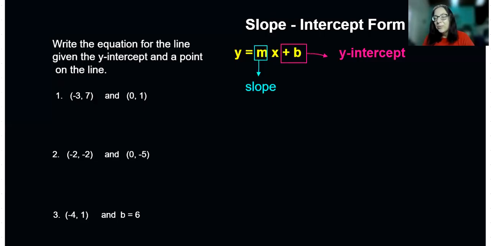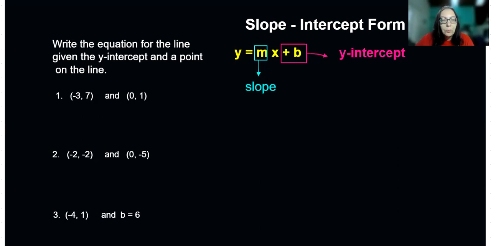All right, you guys, we got some equations to write. In this lesson, you are given the y-intercept and you need to find the slope. Once you have m and you have b, you can write your equation. So how do I know I have the y-intercept? So let's take a look at the first problem here.